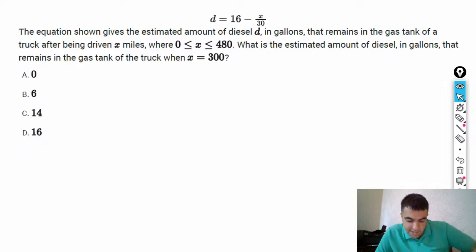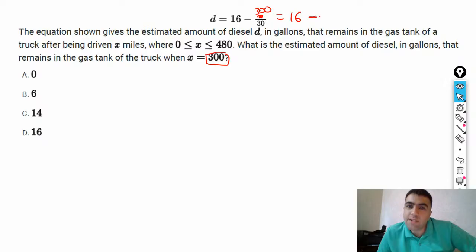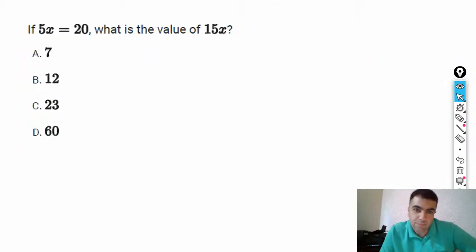Mr. Turan said 6, Sahib said 6. What about Saljam? She said B also. Okay, it was an easy question. We should write 300 minus 10 and it was equal to 6. Okay, it was B.